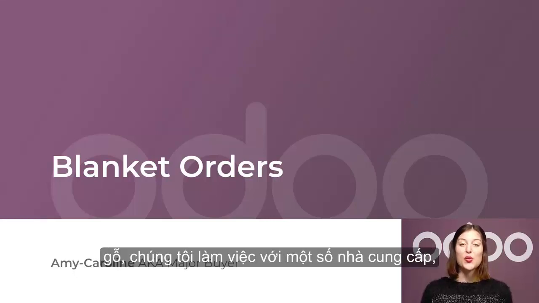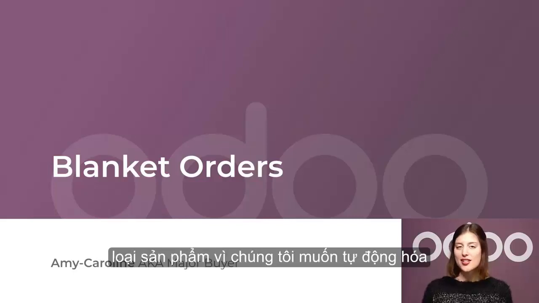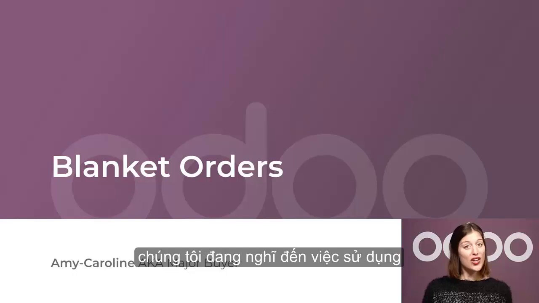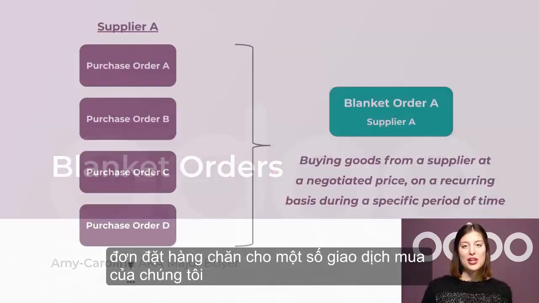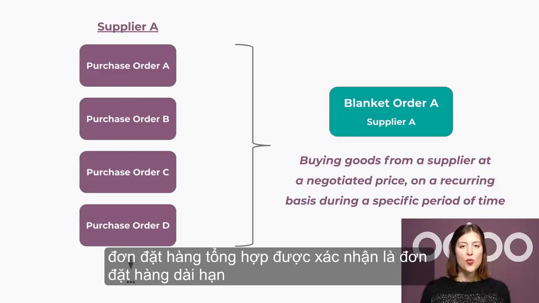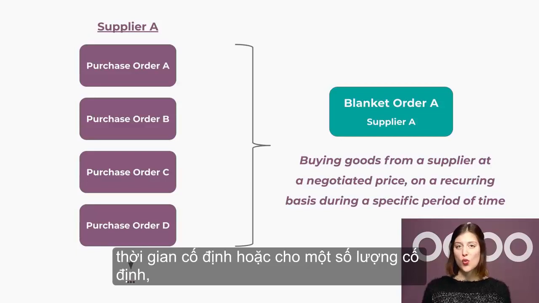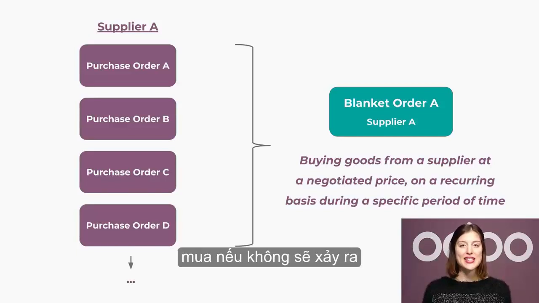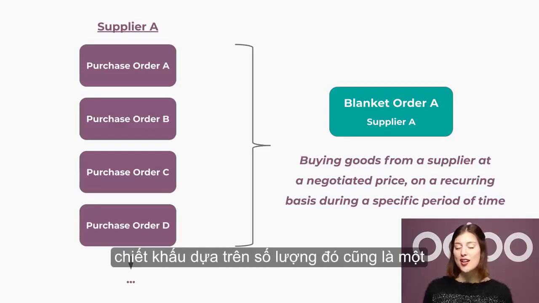At Stealthy Wood, we work with several suppliers, each one providing us with one or two types of products. As we want to automate our purchase process as much as possible, we're thinking about using blanket orders for some of our purchases. Blanket orders are confirmed long-term orders for supplying specified goods for a fixed period or for a fixed quantity. Doing this will allow us to group purchases that would otherwise happen over an extended period and also receive discounts based on quantity.